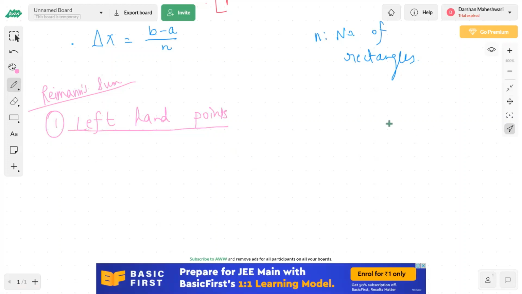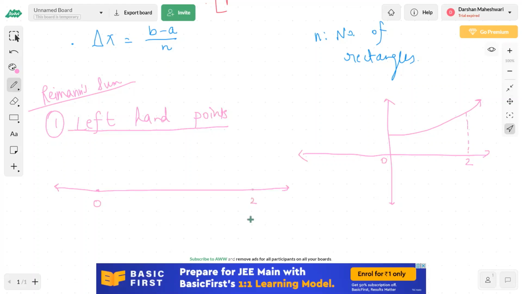All right. So the graph, of course, remains the same. y is equal to x square plus 1. These are the coordinate axes. Over here we have 2. This is 0. Now, what we have to do in left hand points is we make a straight line. We mark a, which in our case is 0. We mark b, which in our case is 2.